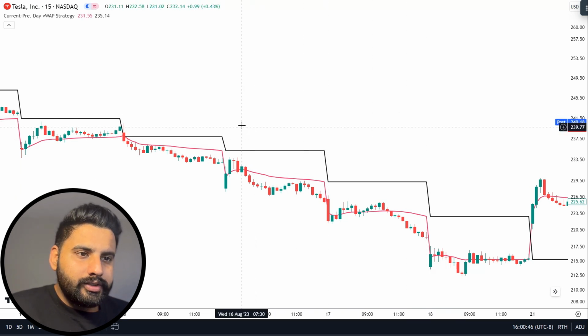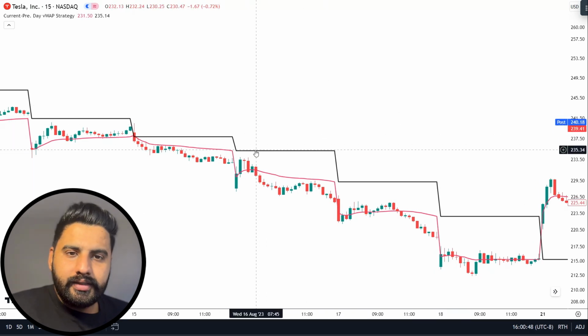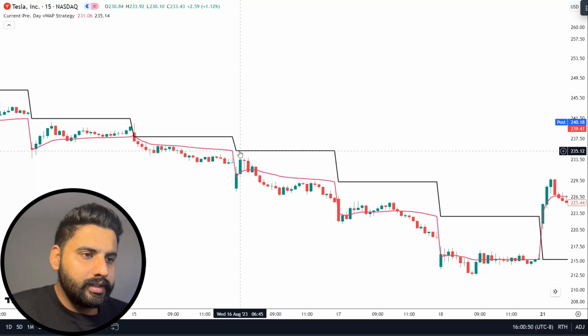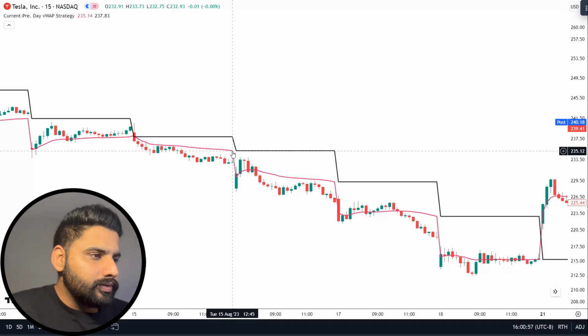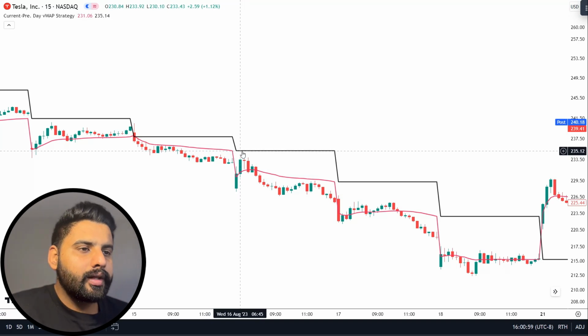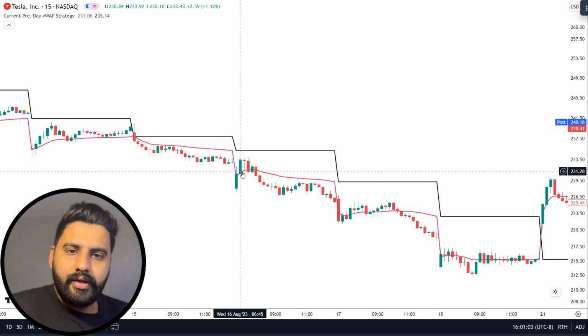Okay, so here as you can see on the chart, the black line is the previous day VWAP. Means suppose our day starts here, right? So at the end of the previous day, the VWAP was here. This was around 235. So we need to plot the previous day VWAP on the chart, and the current day VWAP.